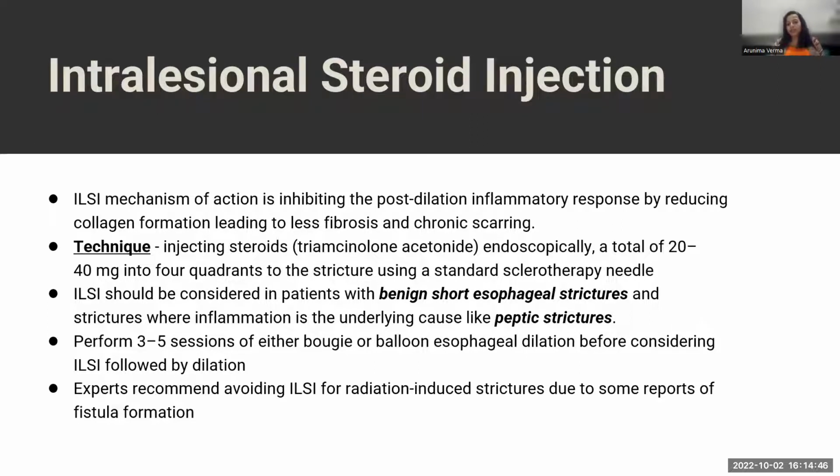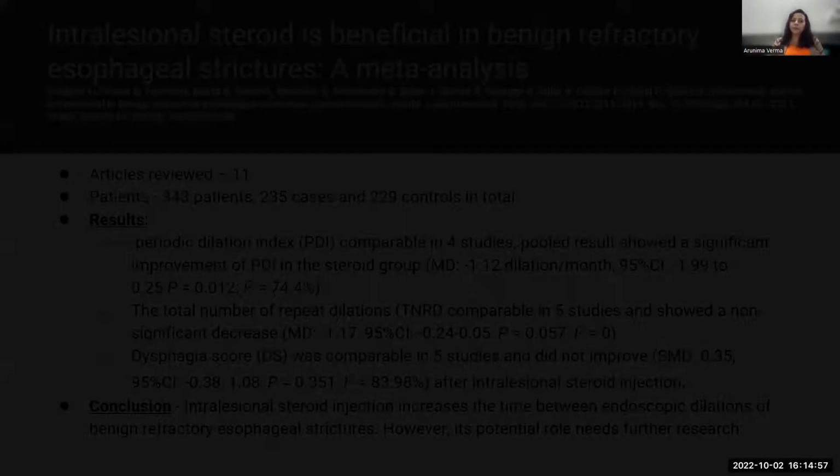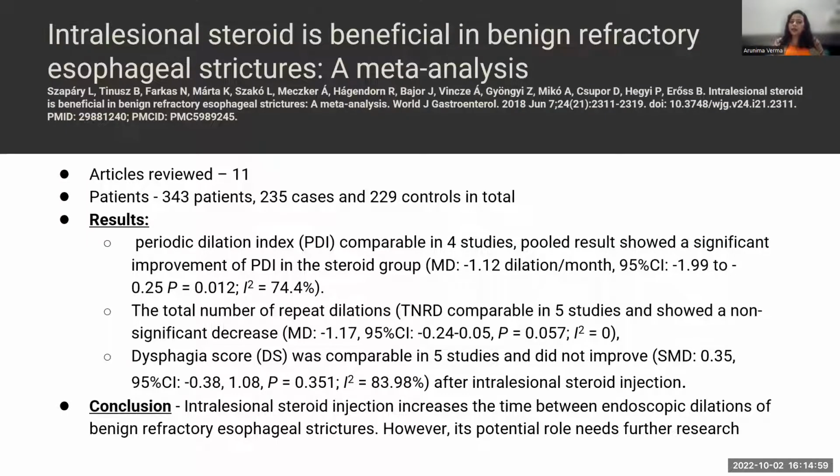It should not be used in radiation-induced stricture, and 3 to 5 sessions of bougie or balloon dilatation should have been performed before you consider steroid injections in patients. Looking at another meta-analysis of the efficacy of intralesional steroids, 11 articles were reviewed, with 343 patients, of which 235 had undergone intralesional steroid injection, and 229 were controls.